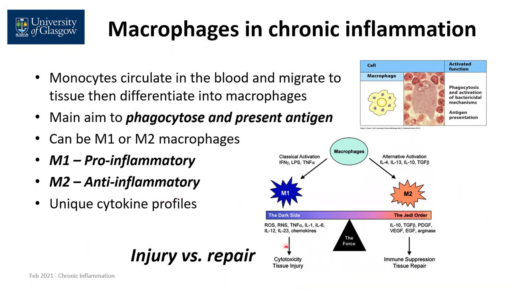So these have unique cytokine profiles. The M1 macrophages produce pro-inflammatory cytokines, which can drive toxicity within the tissue and also promote tissue injury.